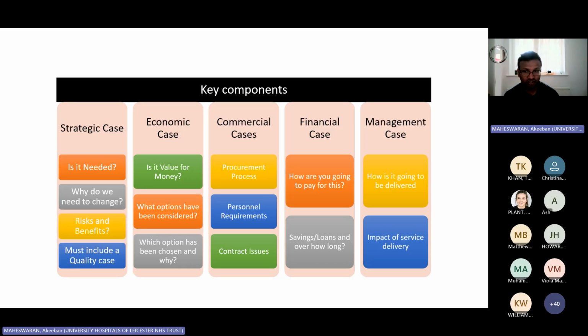Where's the money coming from? Who is it coming from? Is it coming from ICBs? Is it specialised commissioning? Is it from education funds? Is it from something else? And then if you said you're going to save X amount of money, over how long realistically is that money going to be saved? If we're going to reduce the cost of delivery of service, how long is that going to take based on the cost of implementing it all? That's where finance comes in and they're really good at that kind of stuff.